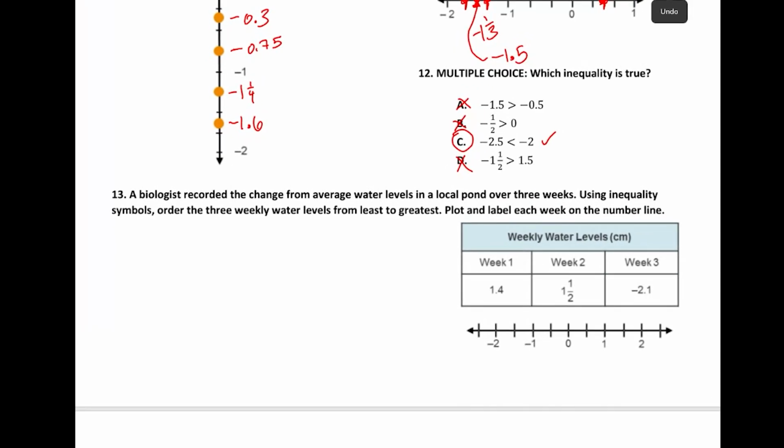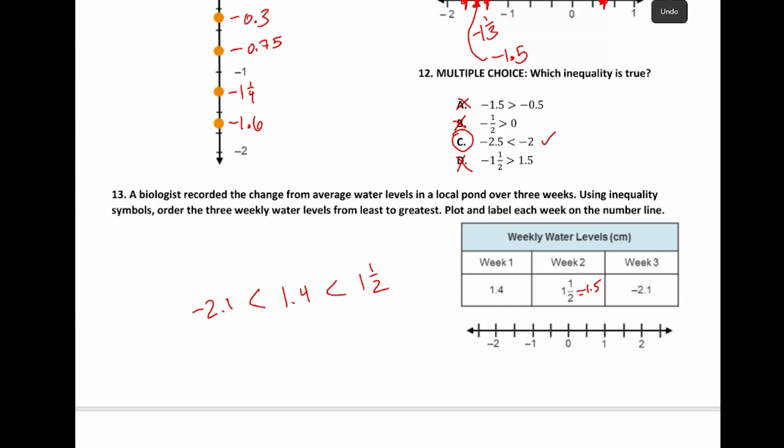Number 13 says a biologist recorded the change from average water levels in a local pond over 3 weeks. Using inequality symbols, order the 3 weekly water levels from least to greatest. So the smallest number on here is going to be week 3, -2.1. Then the next one is between 1.4 and 1.5. Well, 1.5 is 1.5. So the 1.4 is going to be slightly smaller here. So here we go. And maybe I'll just go back and actually write it the way it's written, 1.5. So now we've ordered them.